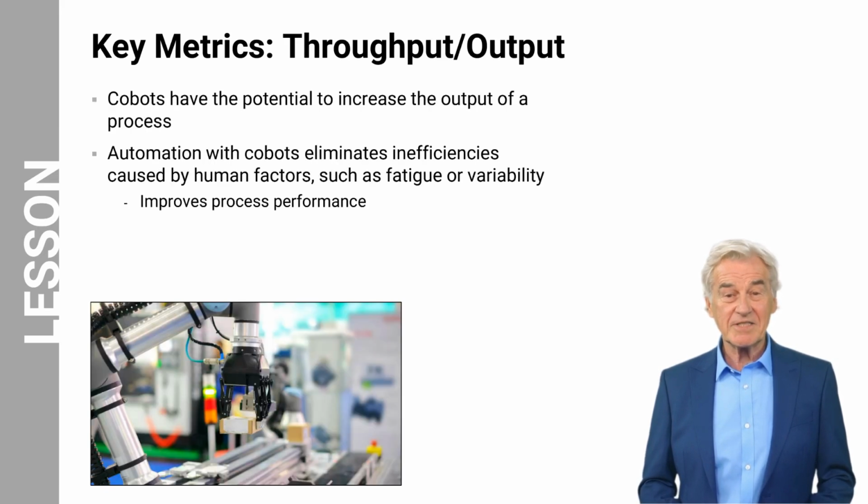The second metric is throughput, also referred to as output. Collaborative robots have the potential to increase the output of a process. One way this is achieved is by reducing the cycle time, allowing tasks to be completed more quickly, which in turn increases output. Additionally, automating a process with a cobot eliminates the need for an operator to perform repetitive tasks manually. This reduces cycle time inefficiencies associated with human factors such as fatigue or inconsistency, further improving throughput.